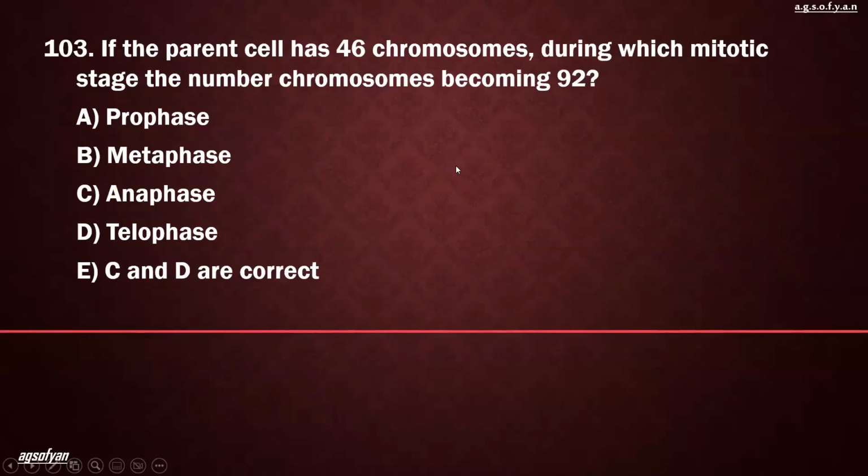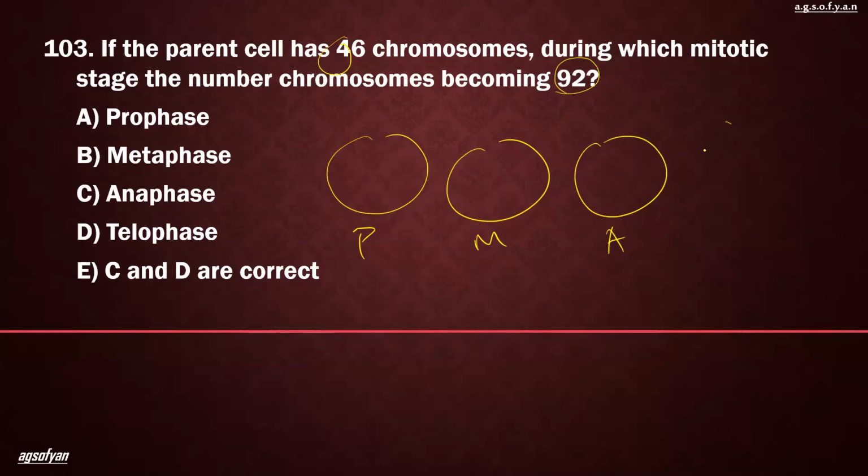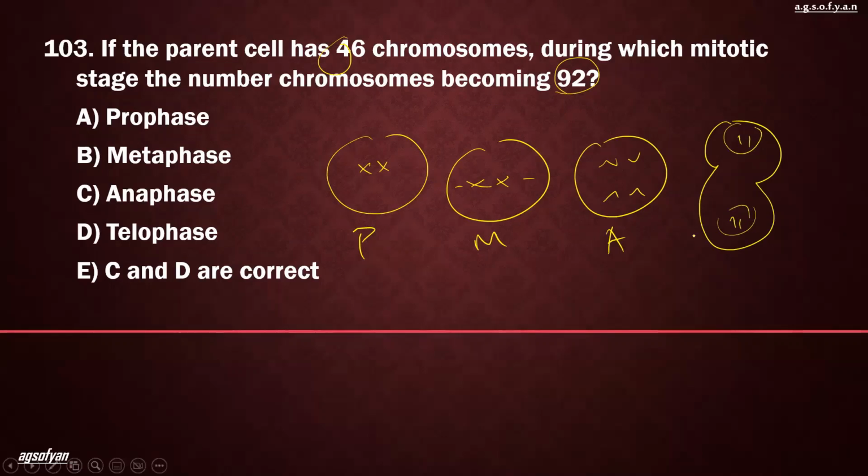If a parent cell has 46 chromosomes, during which mitotic stage do the chromosomes become 92, which is double? This is prophase, metaphase, anaphase, telophase. Let's say we put 2 as the 46. Then metaphase is in the middle, only 2. This one is going to be double and become 4. This one also doubles. 4, and on its side is 2, so it becomes 4 in telophase. So which one will have 92, double? It would be anaphase and telophase, which is C and D. That's correct, Alexis. Good job.